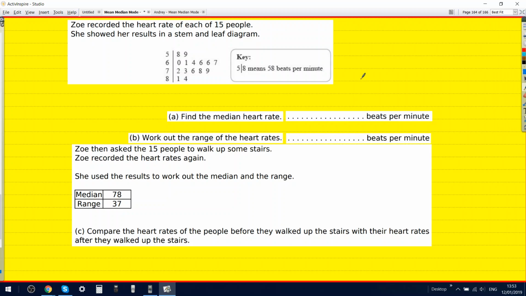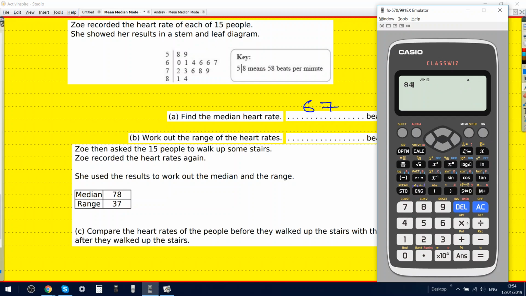Okay, so this one. Find the median. So I think we did this. So it's 15 plus 1 is 16. So that's 8. 1, 2, 3, 4, 5, 6, 7. So this was the one that was 67. And the range was 84, take away 58. So 26, I think.